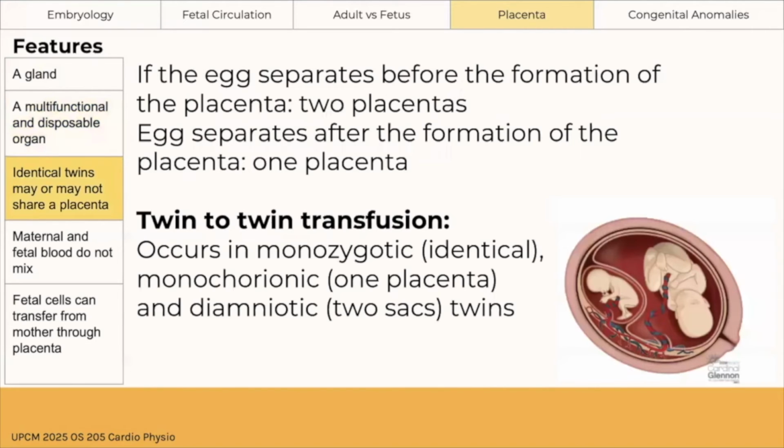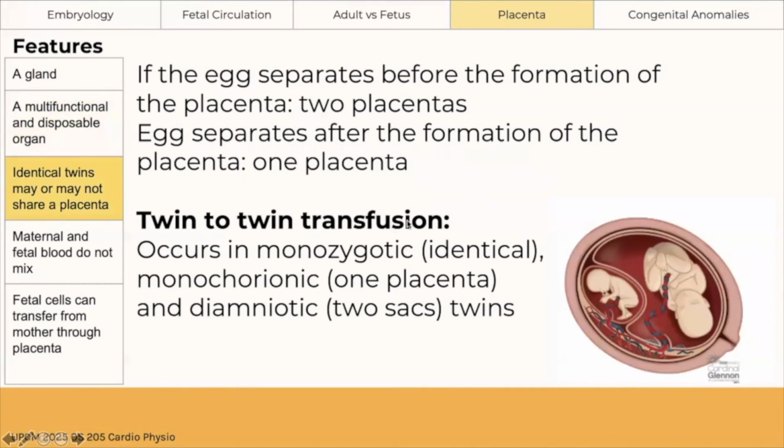So something special about the placenta is that identical twins may or may not share one. So if the egg separates before the formation of the placenta, you will have two placentas. But if the egg separates after the formation of the placenta, you will have one placenta. So the problem is when you have one placenta, or what we call monochorionic.